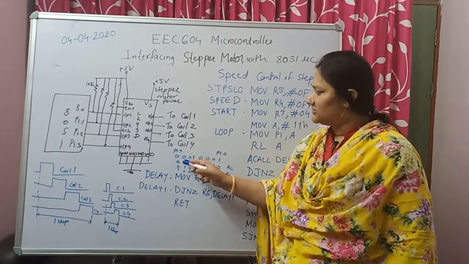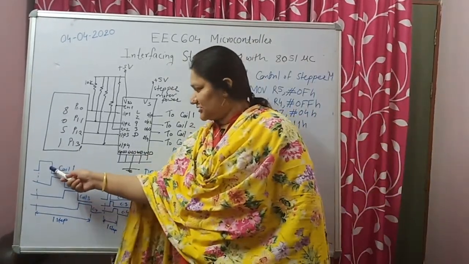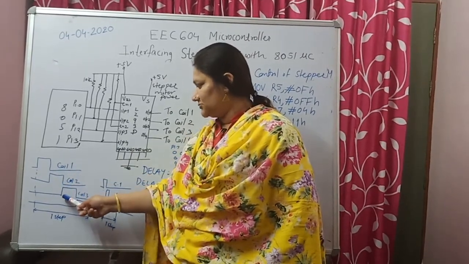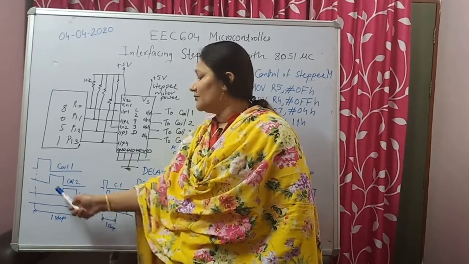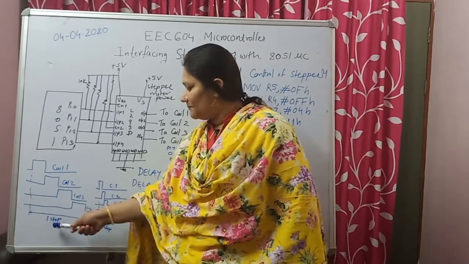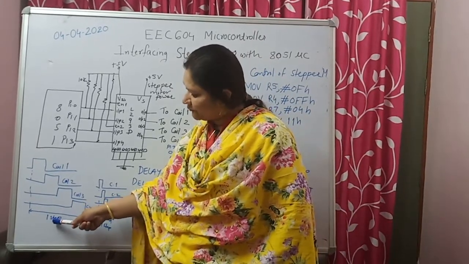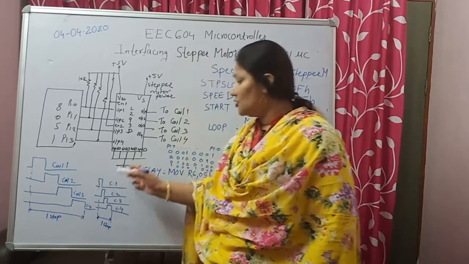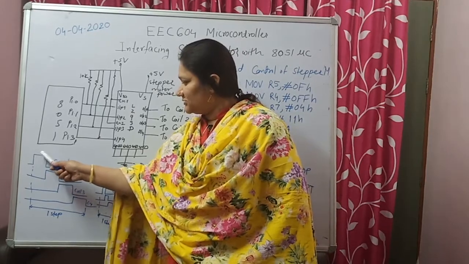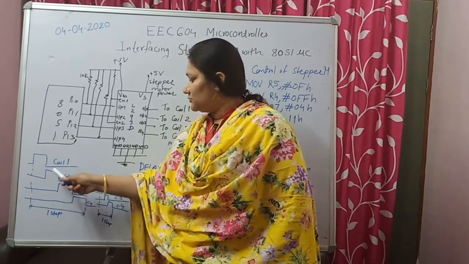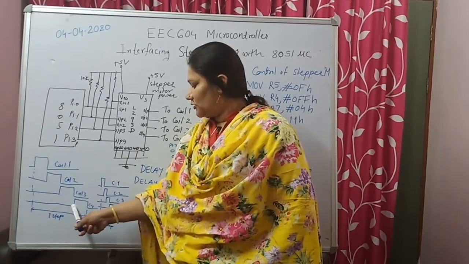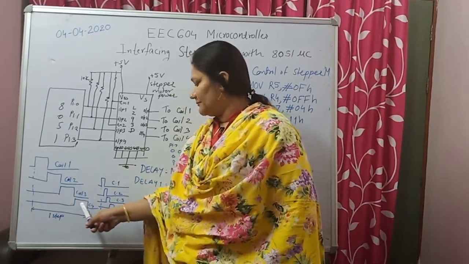And we have seen in principle that coil 1 is energized first, then coil 2, then coil 3, and then coil 4. When all the four coils are energized in sequence, it completes one step rotation, that is 1.8 degrees. Now, to change the speed, let's say this activation duration is X. This will also be X, this will also be X, and this will also be X. So it takes a total of 4X time to complete one step rotation.